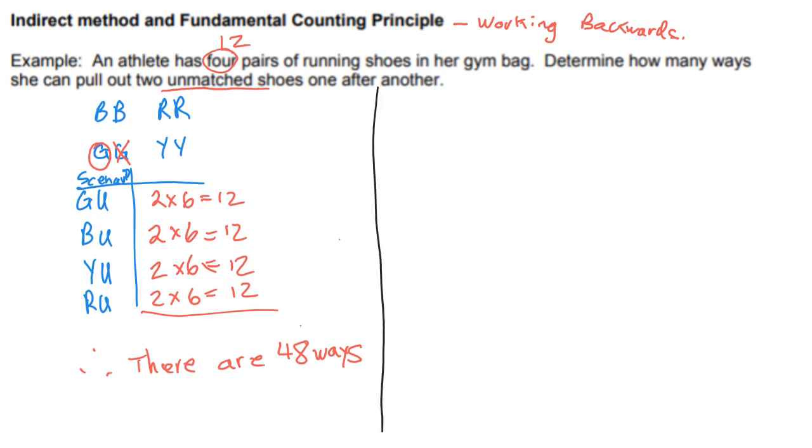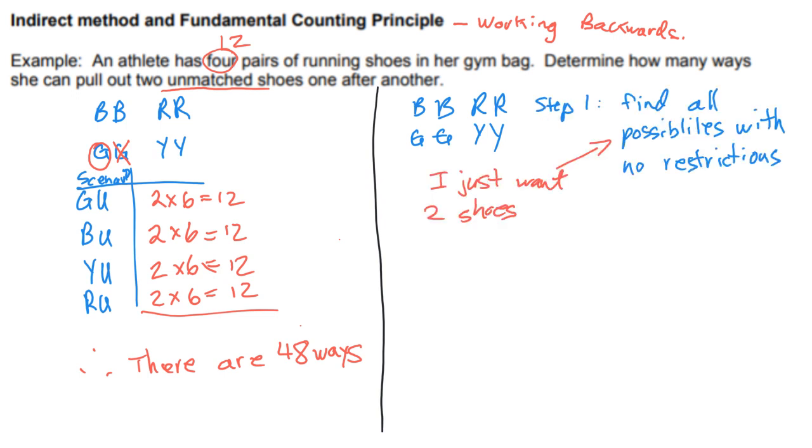So let's say we had our same shoes again. And now we don't care what shoes come out, and we don't care if they matched. So what we want is to just choose something with no restrictions. The key idea is to first find all possibilities with no restriction. In other words, I don't care what two shoes I get. For my first shoe, there are 8. And once I pulled out my first shoe, there are 7 shoes left. So now I've got 56.